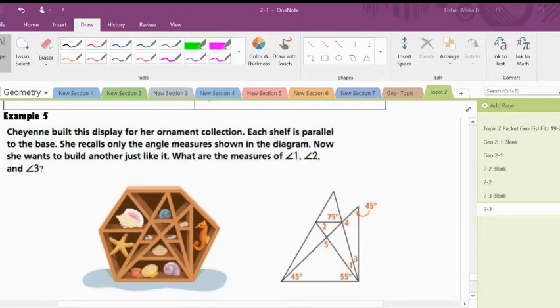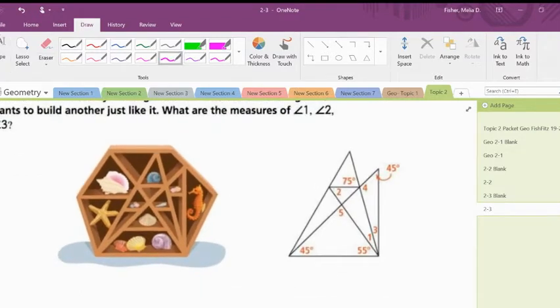Geometry 2-3, example 5. Cheyenne built this display for her ornament collection. Each shelf is parallel to the base. She recalls only the angle measures shown in the diagram. Now she wants to build another just like it. What are the measures of angles 1, 2, and 3?